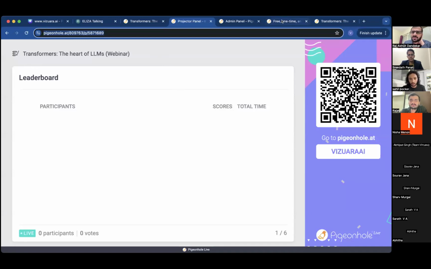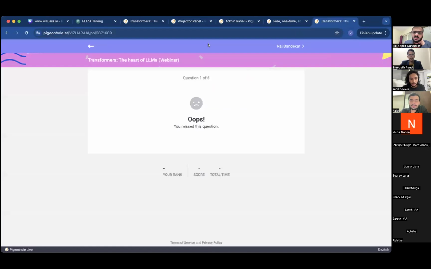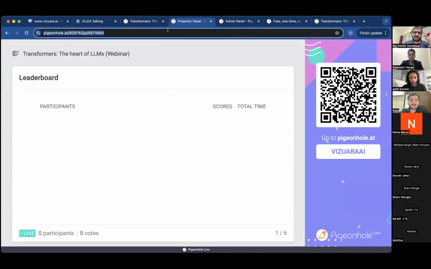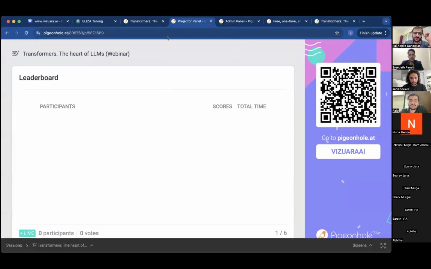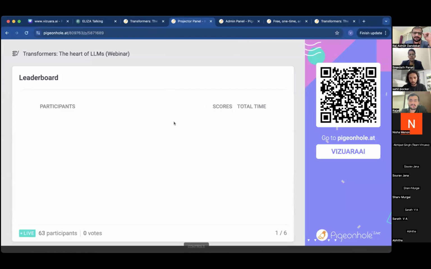Yeah, for me also it is showing oops. So whoever is seeing the question, can you just answer this question? Let me see if this is updating on our dashboard. So the event password is Vizuara AI. I can see that there are 62 participants here.